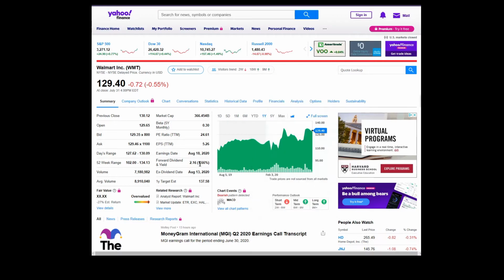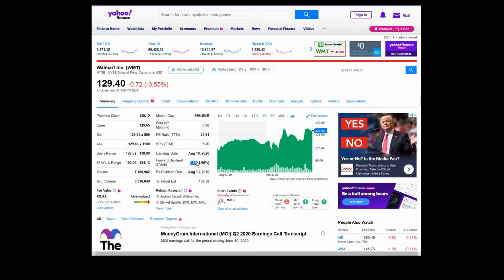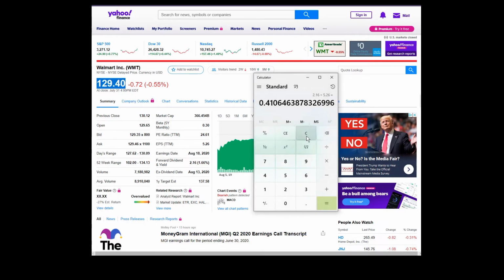And then you have the yield. The yield is simply the dollar amount in dividends that you got divided by the current price of the company. So just for fun, we have $2.16, because that's what you got over the last 12 months, divided by 129.40. See that? 1.66%. Well, I guess I could have rounded up, but still.